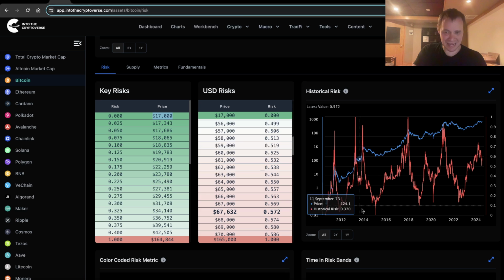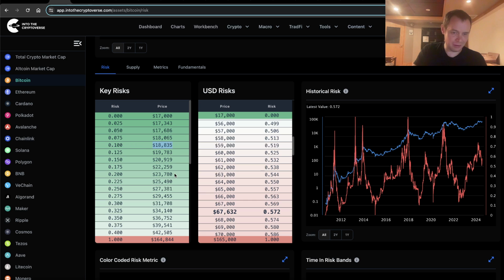Now, with that said, we haven't been to zero risk since 2015, right? And that was a longer bear market because it was from November of the post-halving year all the way out until January of the pre-halving year. That was a longer bear market than the other ones that we've seen, and you can see it went all the way down here. So hard to know if that's going to happen anytime soon.